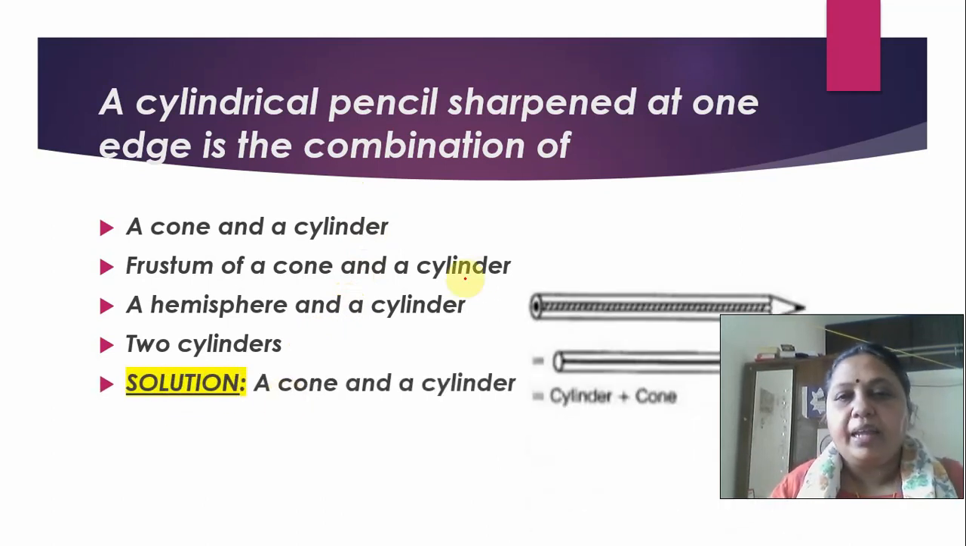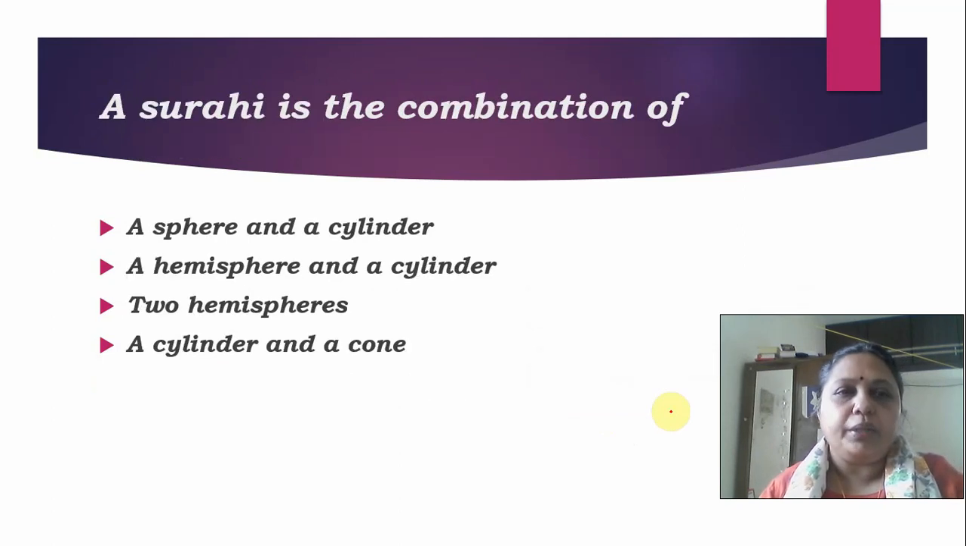How do you say that? See, in a pencil, this part resembles a cylinder, whereas the pointed tip resembles a cone. So it is a combination of a cylinder and a cone. Okay, now let us go to the next question.